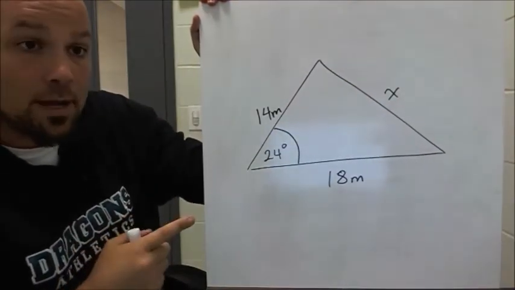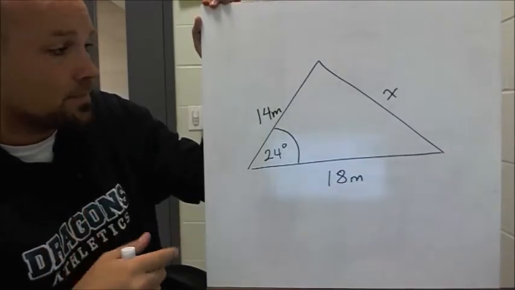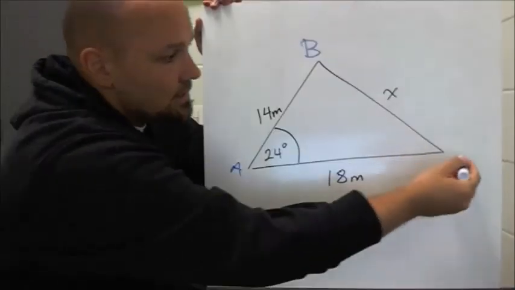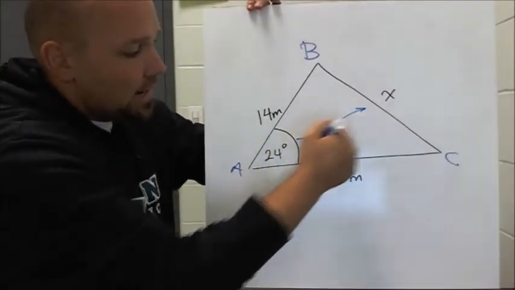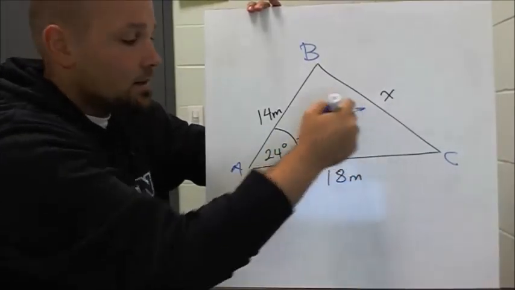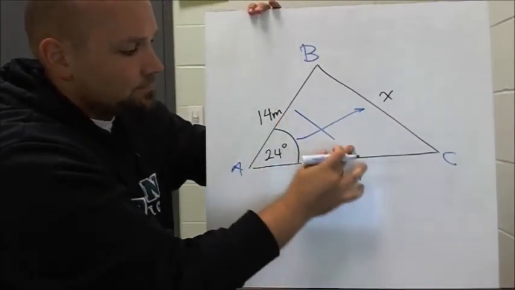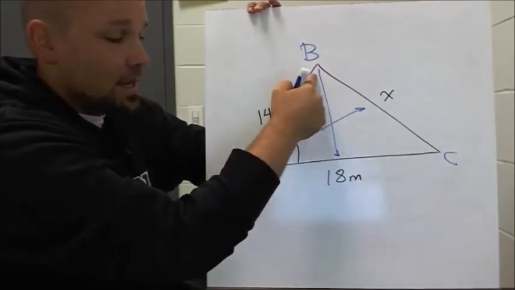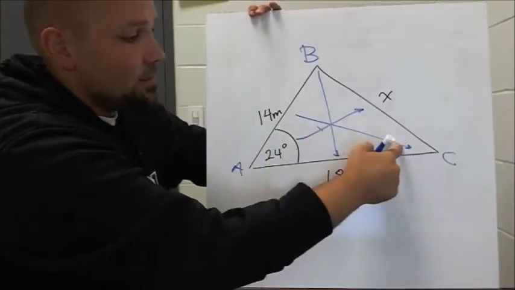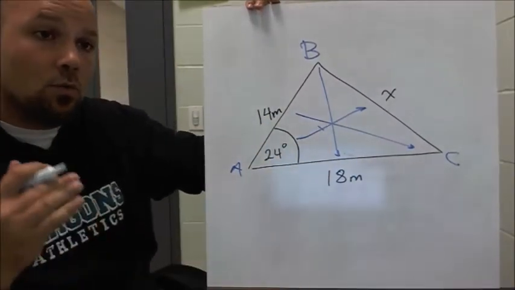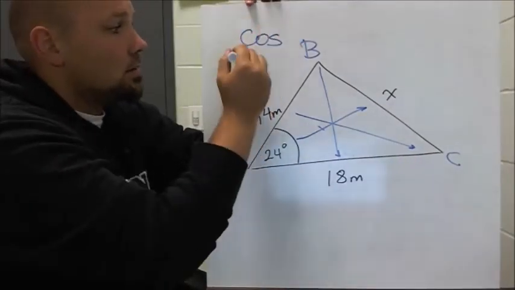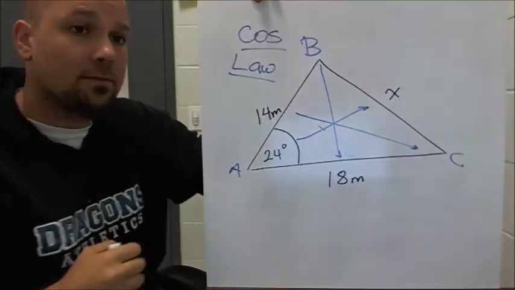Next one. Not a right angle triangle, so it's got to be sine law or cosine law. Let's try to do our ratios. Let's call this A, B, C. For A, I don't have a ratio because I'm missing that. For B, I don't have a ratio because I'm missing the angle. And for C, I don't have a ratio because I'm missing the angle. So I have no ratios, which means I have to use the cosine law. Whenever there's no ratios, I use the cosine law.